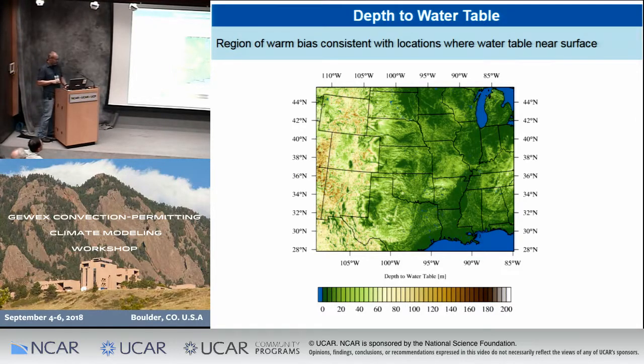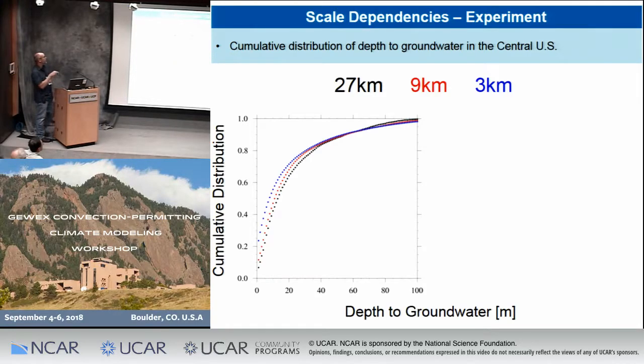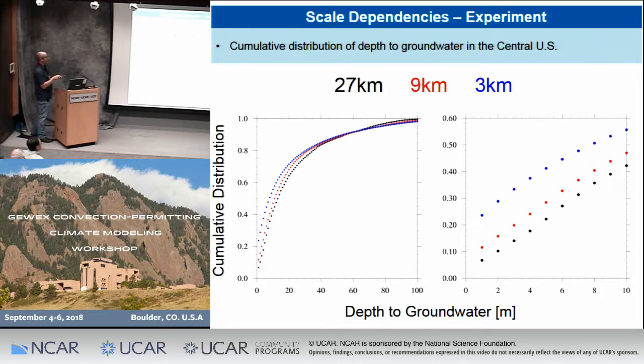Like that scatter plot that I just showed, I threw together a quick cumulative distribution of the depth of the groundwater in these three scales. So the 27, 9, and 3 in black, red, and blue. This is the depth of the groundwater, and this is the cumulative distribution. Looking at the blue lines, at least down in this region close to the surface, I have a zoomed in picture of this section that goes down to 10 meters.